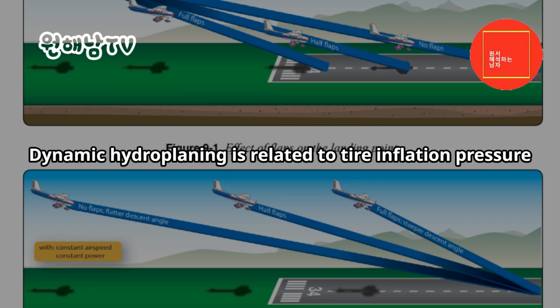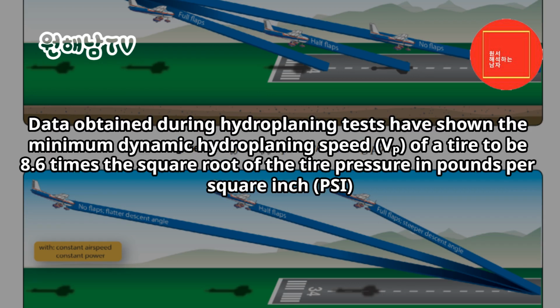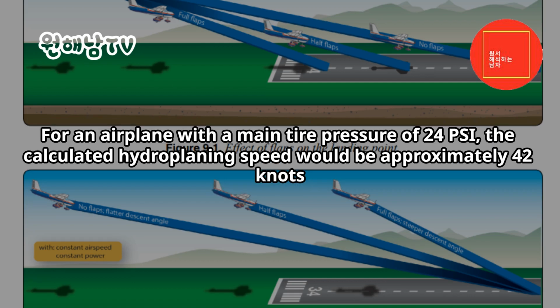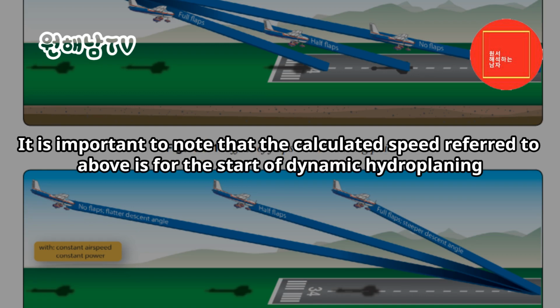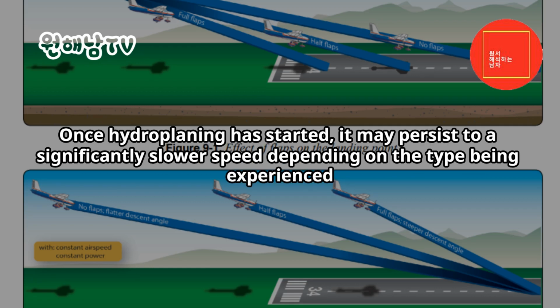Dynamic hydroplaning is related to tire inflation pressure. Data obtained during hydroplaning tests have shown the minimum dynamic hydroplaning speed (Vp) of a tire to be 8.6 times the square root of the tire pressure in pounds per square inch (psi). For an airplane with a main tire pressure of 24 psi, the calculated hydroplaning speed would be approximately 42 knots. It is important to note that the calculated speed referred to above is for the start of dynamic hydroplaning. Once hydroplaning has started, it may persist to a significantly slower speed depending on the type being experienced.